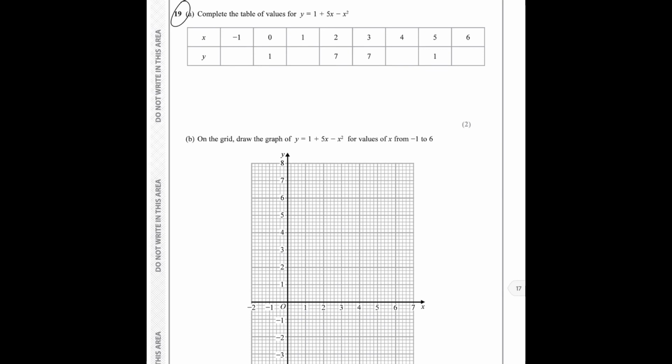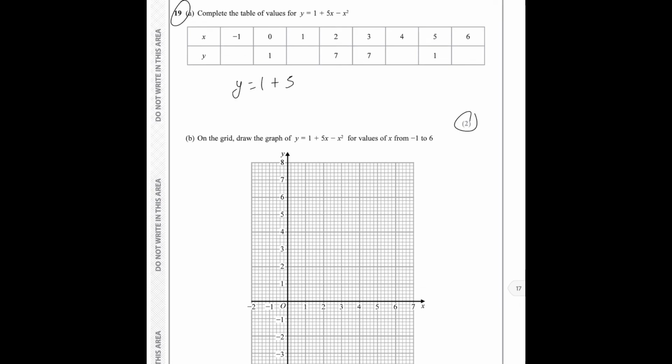Alright, so this is question 19. It shows us a quadratic equation. So what do you need to do for getting these 2 marks? You just need to write y is equal to 1 plus 5, where x is minus 1 minus 1 squared. All you need to do is use this equation and input the values for x. I've seen this in higher tier questions as well. It's coming up in foundation papers.